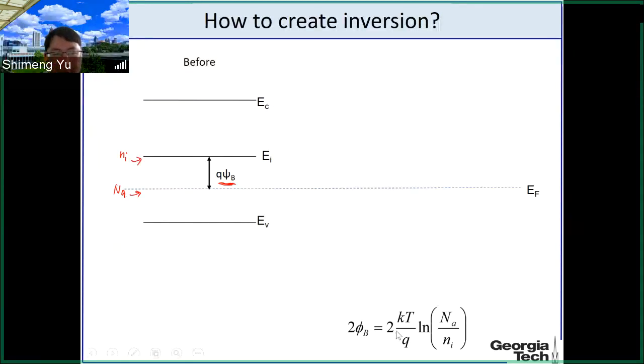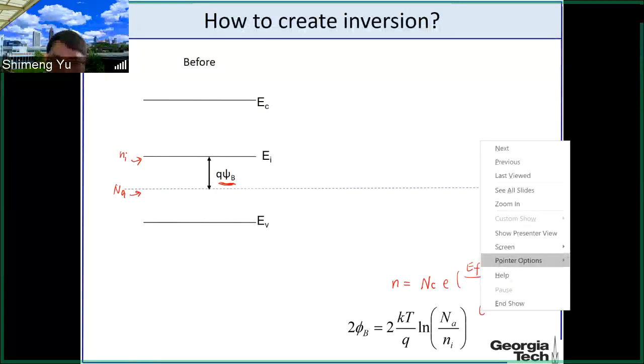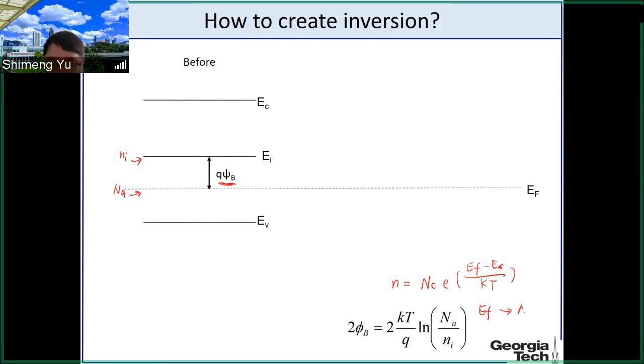So then you can use the equations like n equals NC exponential of EF minus EC over kT. So you can calculate what is EF using the NA. This is like what you have done in the homework. And then if you think about the intrinsic case, then this EI will correspond to the NI. So you can back-calculate what is EI and the EF, and then the distance between them, if you do the calculation, is kT over q natural log NA over NI.